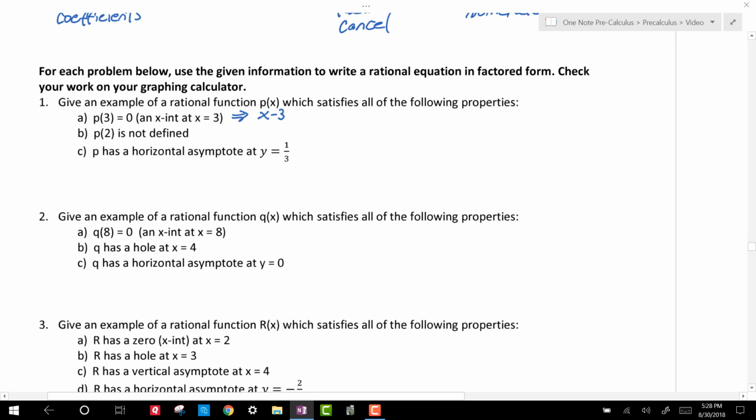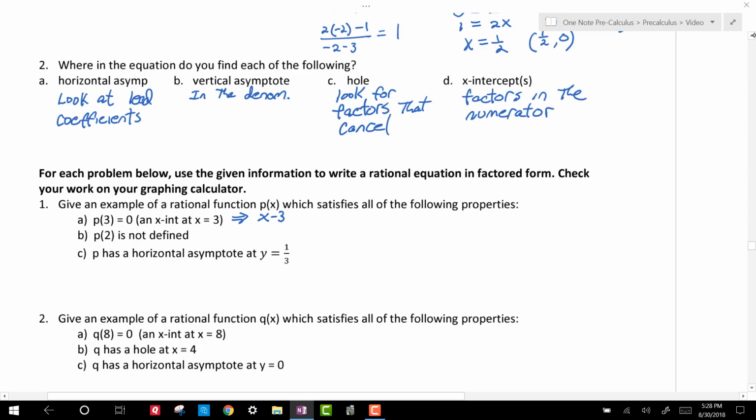And as we said above, x-intercepts come from factors in the numerator. So right away, since we're doing a polynomial, it talks about p of 3, p of 2. So I'm going to write this as p of x equals, and then I'm just going to put a division line here. And I know I need a factor of x minus 3. So letter A is checked off. Got that one. Good.